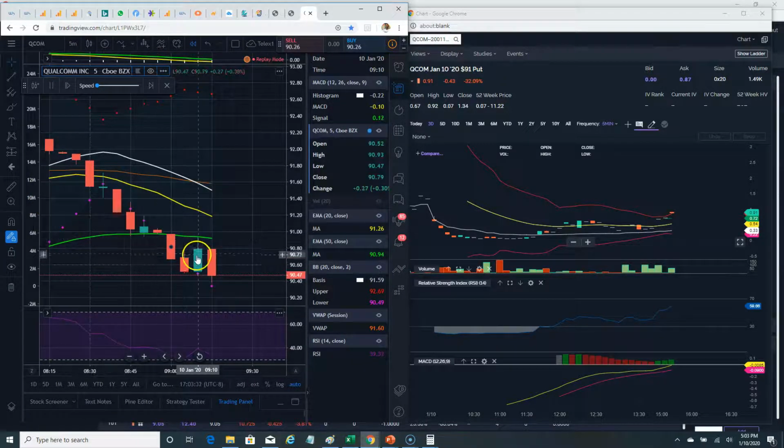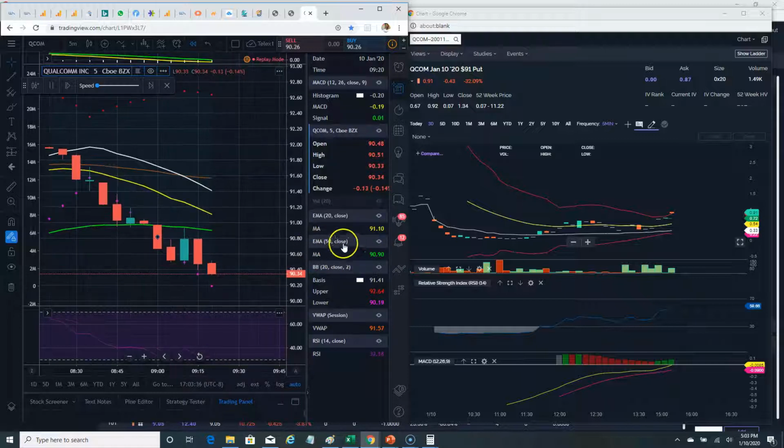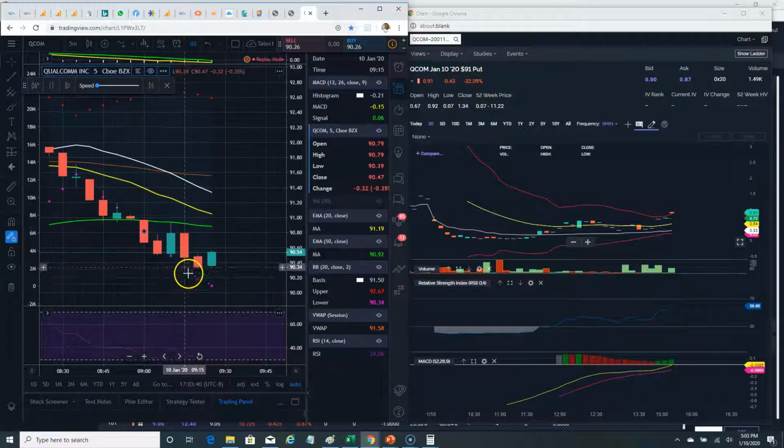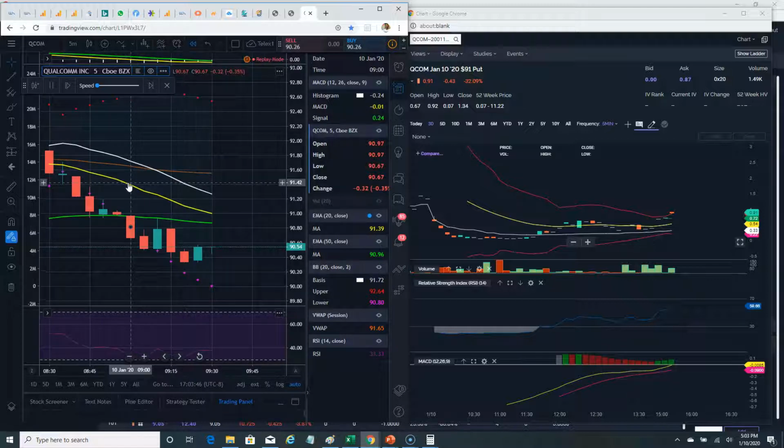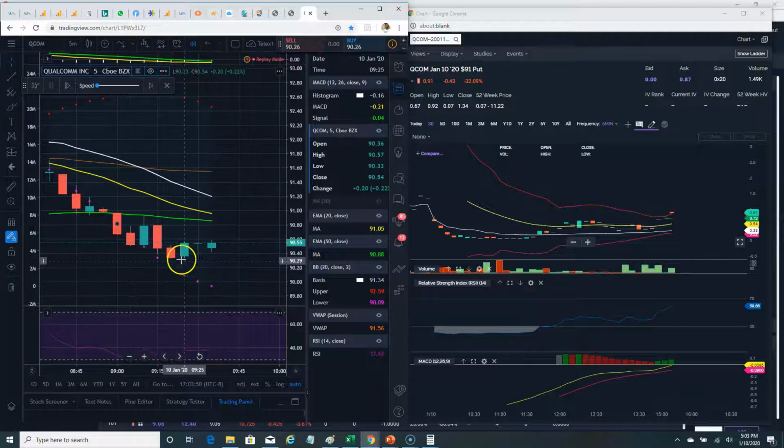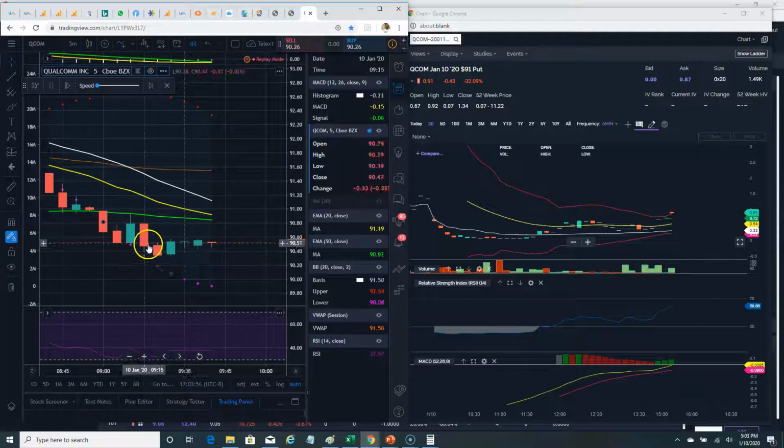Okay, came back to trying to test the exponential moving average 50, got rejected, and continued lower. This is typical of stock movement. So have to test resistance. If it's successful, start going above. If it cannot, it will go lower. When sideways action starts like this here, and you're in a short in puts situation, meaning you want the stock to be going lower, that's not good for you.